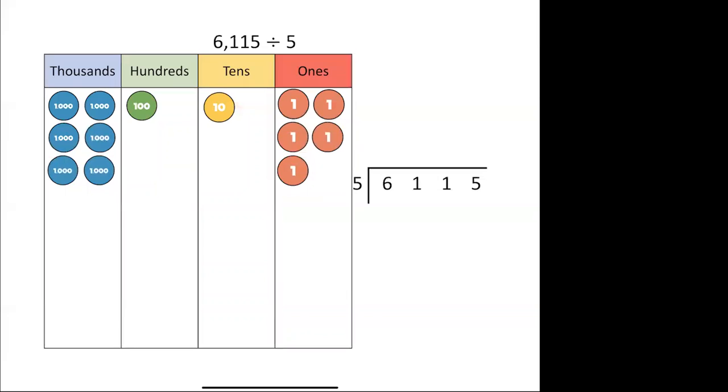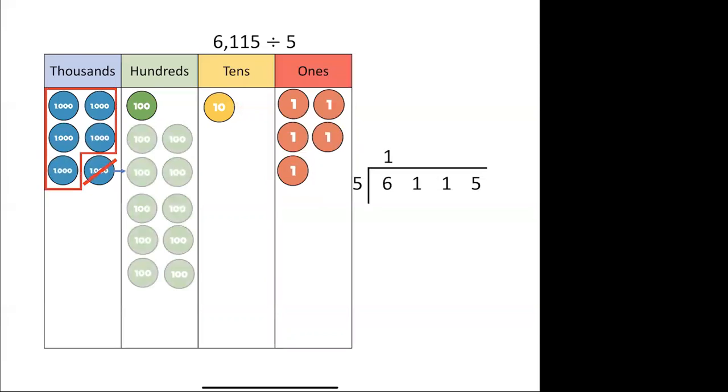Okay, let's do another example. 6,115 divided by 5. Well, first column, how many groups of 5 can we make? We can make one group of 5, but there's going to be something left over. So on that bus stop calculation, you write the 1 there. There's going to be 1 left over, so we're going to move it into the hundreds. And that means that in the hundreds column now, we've got the original 100 plus 10 more of them. So we've got 11 hundreds, and there's the 11 in the bus stop.